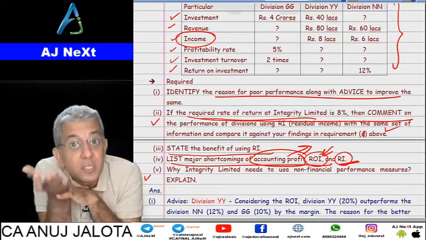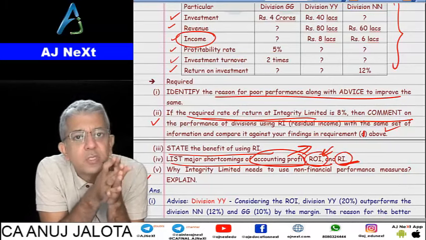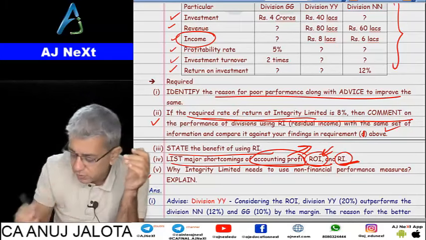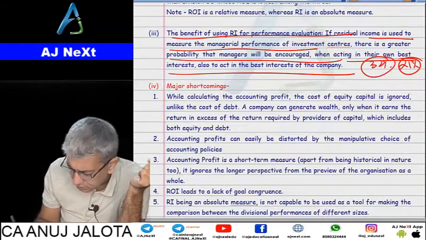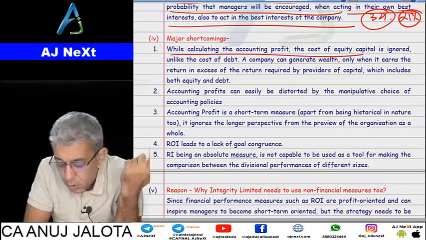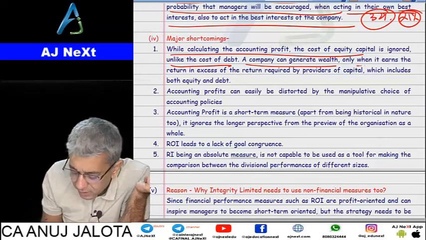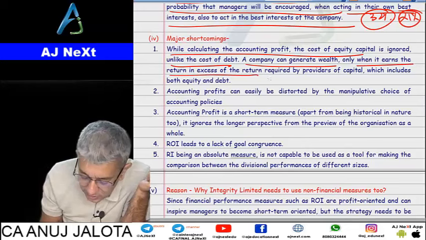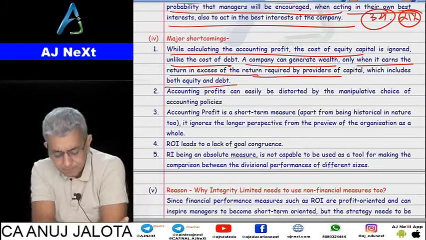RI approach, I just now told you the disadvantage. It cannot be used for comparing two divisions which are different size divisions. Okay, it cannot be used for that. I think all these shortcomings more or less will be printed over here also. While calculating the accounting profit, cost of equity capital is ignored, unlike the cost of debt. A company can generate wealth only when it earns the return in excess of the required rate of return by the providers of capital, which includes both equity and debt.